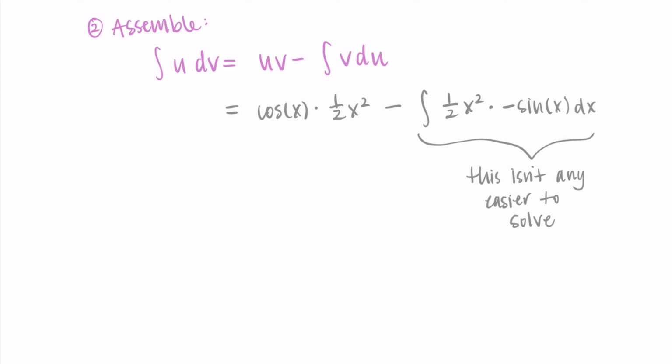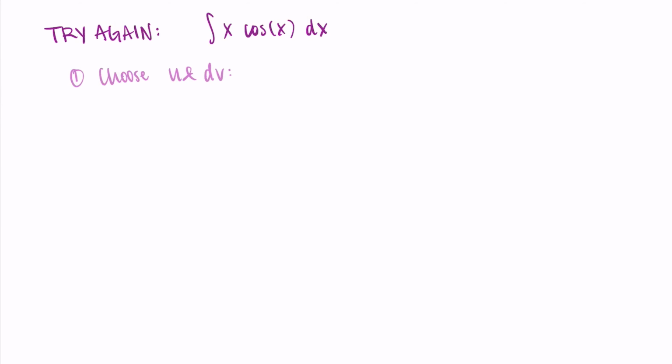So here we've chosen incorrectly, as I did on purpose to show you, and we've ended up with this integral that isn't any easier to solve. This should be a good indicator to you, if you're working through these problems, that you chose incorrectly and you need to swap your u and your dv, or think of something different. So let's try again, this time using the correct substitution, which is going to be that u is equal to x and dv is equal to cosine x dx.